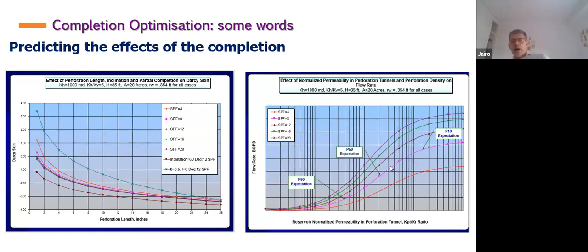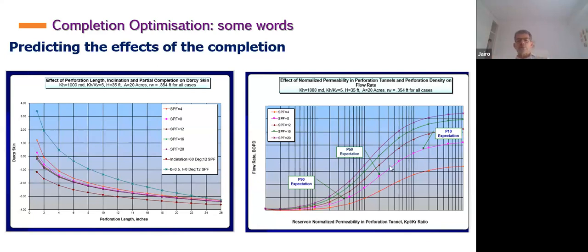That's the plot on the left. On the right we have the comparison for reservoir normalized permeability: the permeability in the perforation tunnel versus the permeability ratio. Of course, the higher this ratio, the more you move to the right, and the flow rate is increasing.